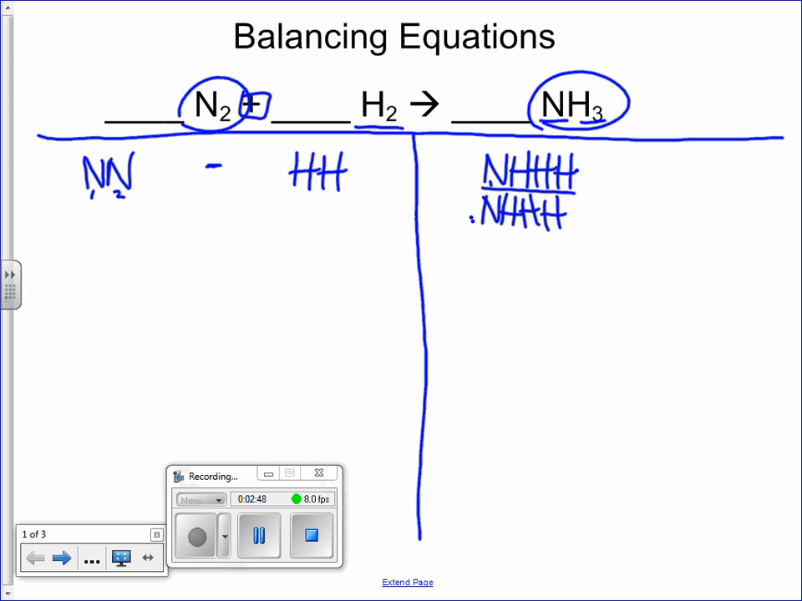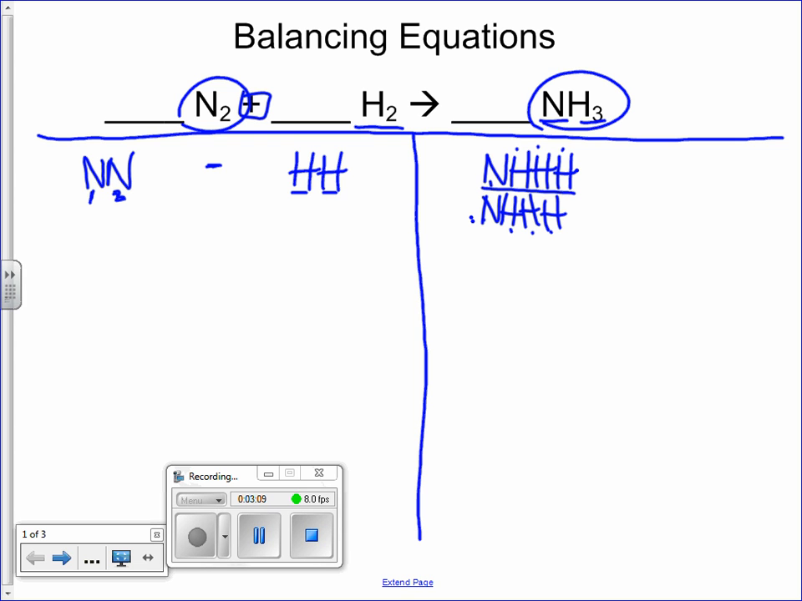All right, so my nitrogens are equal. So I have 1, 2. Now I have 1, 2. So let's see how our hydrogens are. I have 1, 2, but on this side I have 1, 2, 3, 4, 5, 6. They're not equal, so I need 6 on both sides.